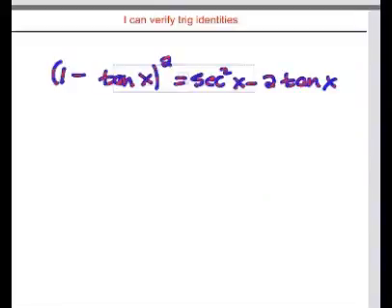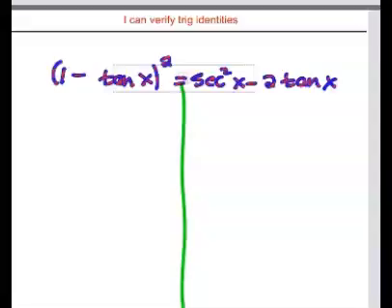So again, we're trying to prove that the one side looks like the other side, and we want to work on the more complicated side. This is another one where it's hard to see which one is more complicated, but I kind of look at the one on the right, and besides changing things to 1 over cosine or sine over cosine, it's hard to really know what to do with that. I'm going to try working with the one on the left.